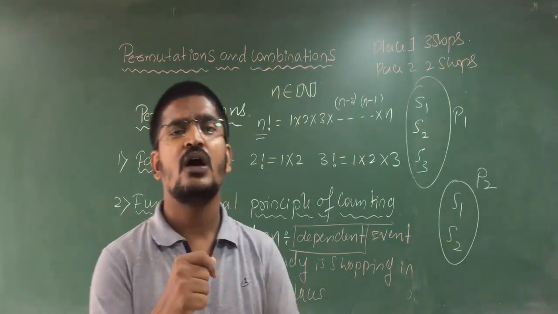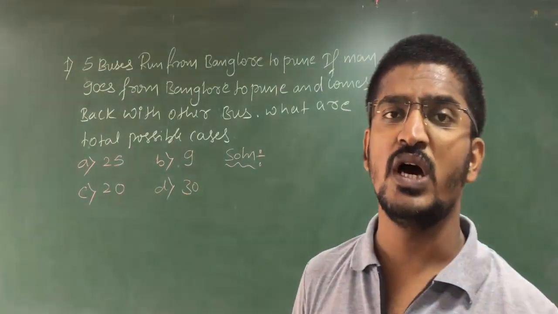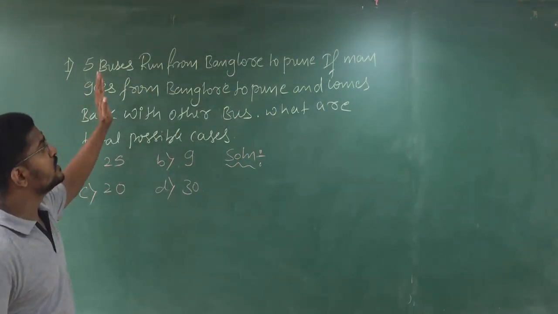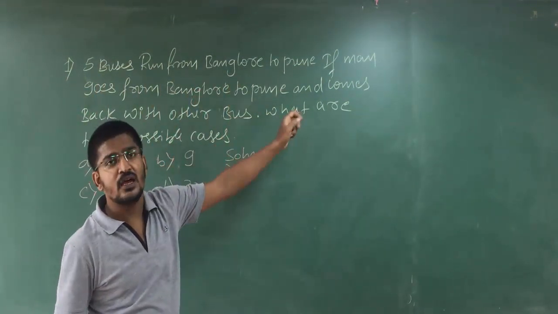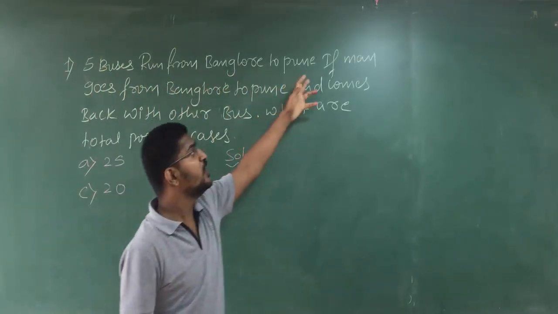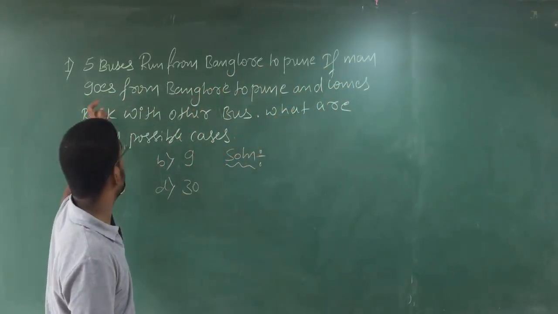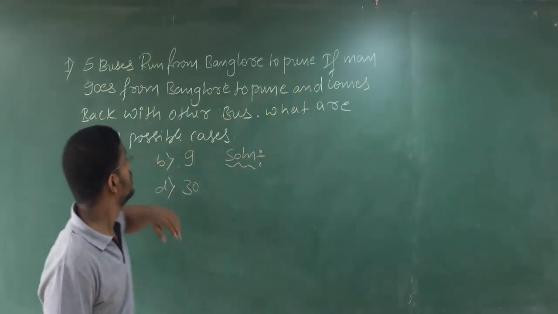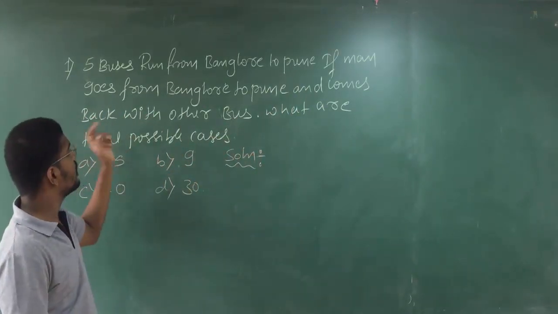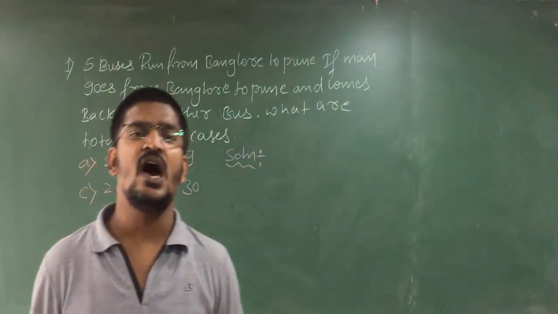Fundamental principle of counting. Clear, students? Okay, students. So now let us go for your first problem: 5 buses run from Bangalore to Pune. If a man goes from Bangalore to Pune and comes back with another bus, what are the total number of possible cases they are asking.